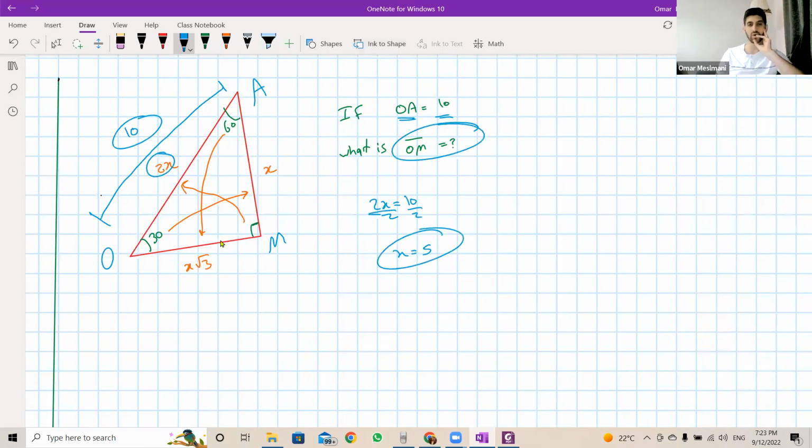What is asking for OM? And OM has a formula as x root 3. So it's going to be 5 root 3. And basically, this is it. Okay, it's 5 root 3.